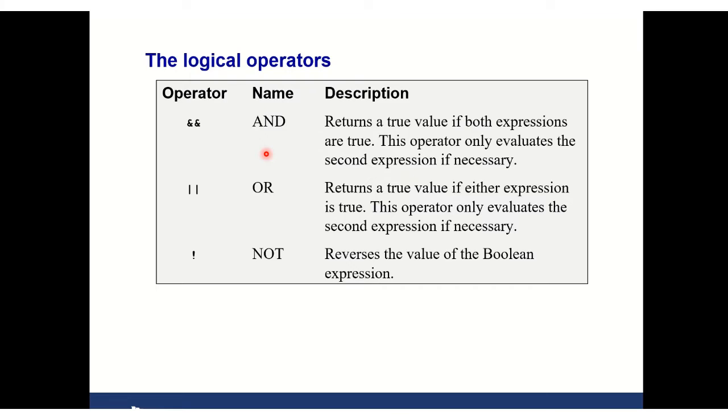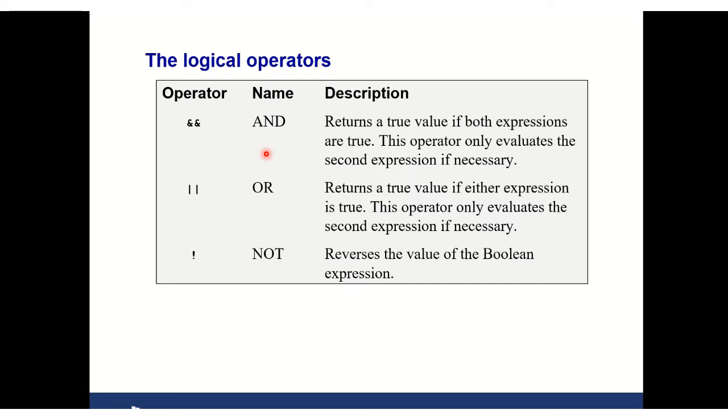So you will get the student that will be evaluated as true and the student's grade will be B plus. You can have some OR criteria as well. You can see when you put an OR, it returns true if either expression is true, any one of them is true. This operator only evaluates the second expression if necessary. And then you have the NOT operator. It reverses the value of the Boolean expression.